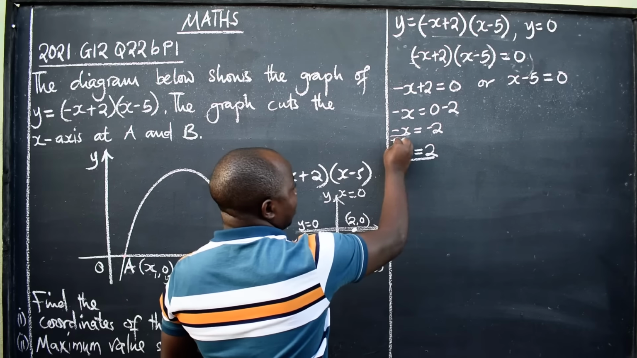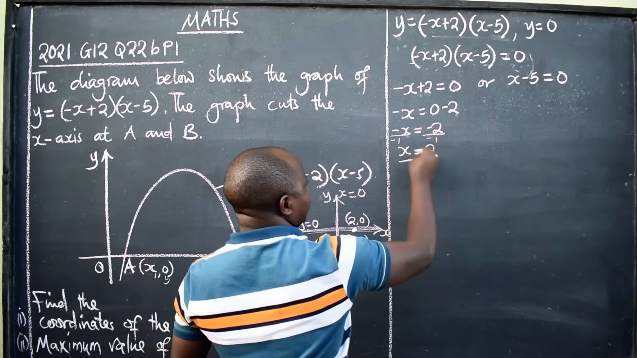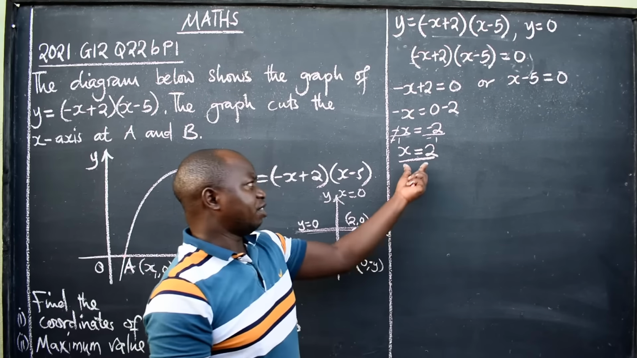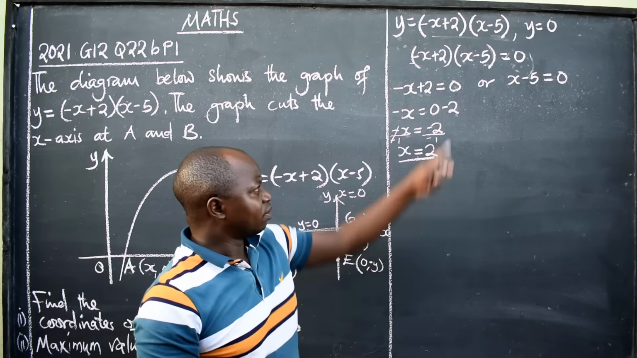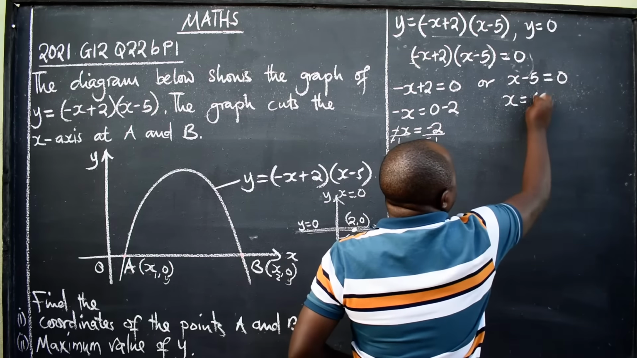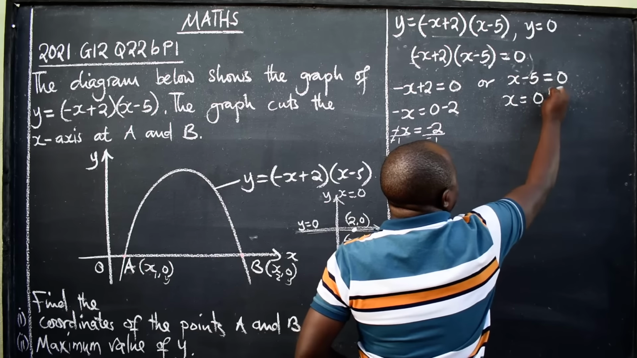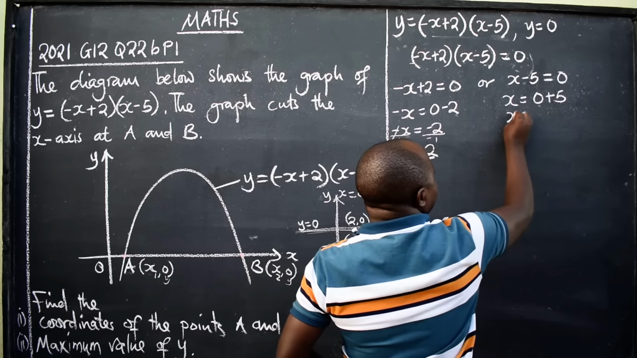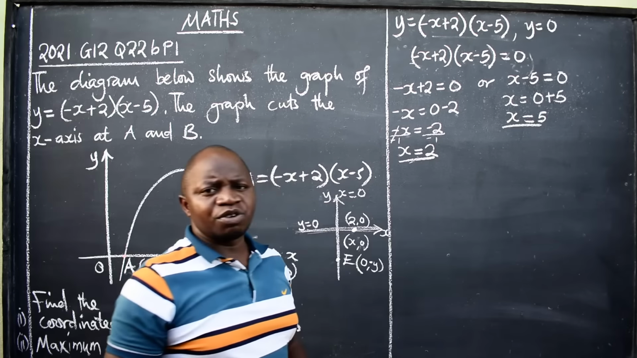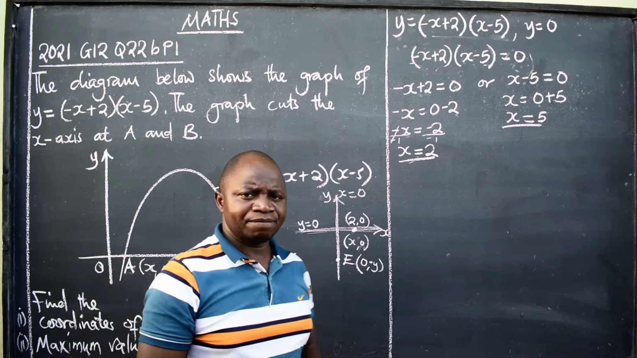Because this one I'll say negative 1, this one I'll say negative. This negative will go, x is equal to 2. So the first value will be 2. Then on the other side, x will be equal to 0, negative 5 will be positive 5, x will be equal to 5. So I've got these two values of x.